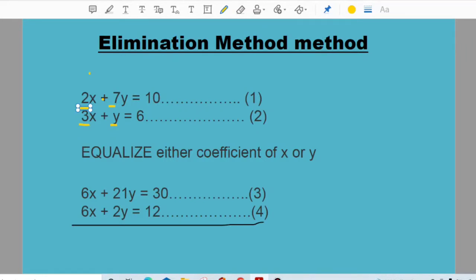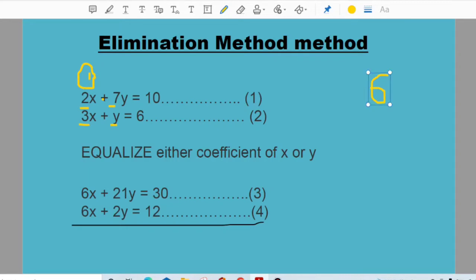So I'll tell you, this is the first thing that we are going to do, and I'll tell you the second thing about the second variable as well. In order to equalize the first variable, that is x, we need to find the LCM of both the numbers that are associated with x in both the equations. So 2 and 3 are the numbers, and the LCM of 2 and 3 is basically 6.